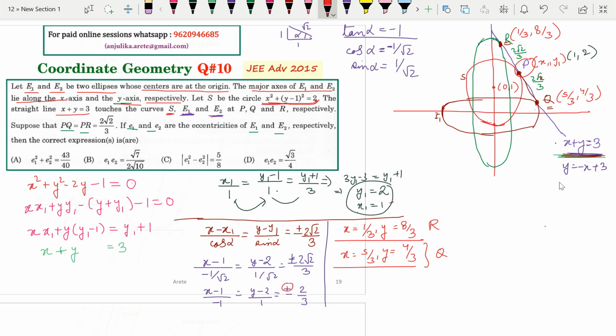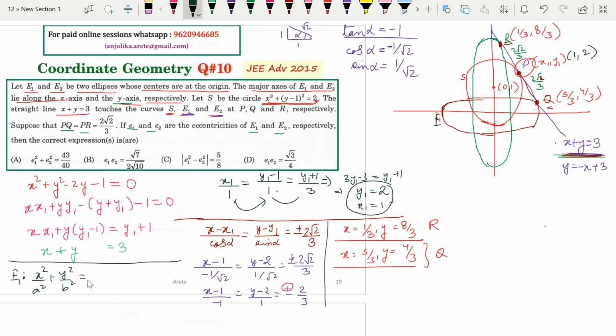You still need to know what the eccentricities are, right? So you have to work with the ellipses now. Let's start working with that. Now let's say the one ellipse E1 we are talking about. Let's write the equation of E1. E1 equation, let's assume it's x square upon a square plus y square upon b square.